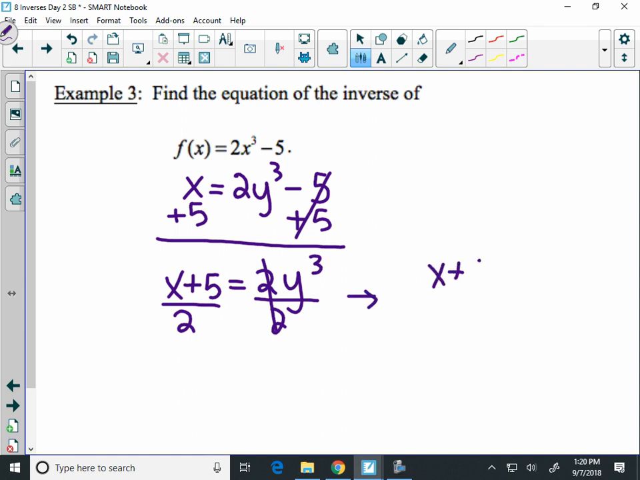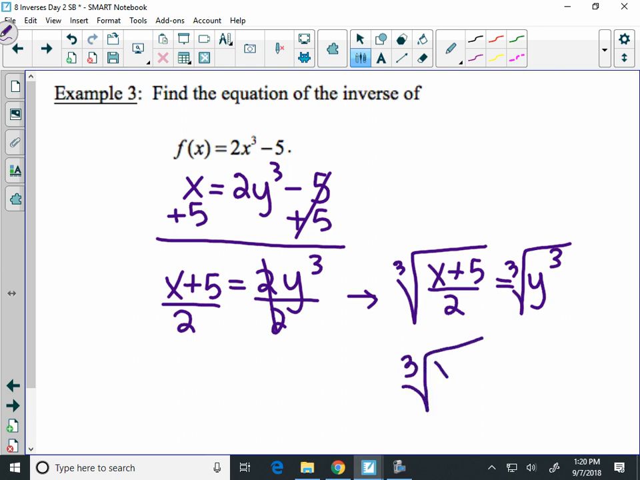So now we have x plus 5 over 2 equals y cubed. How do I move a cubed root? You're going to take the cubed root of both sides. Now, does the cubed root go over the entire fraction, part of the fraction, all of it, none of it? The entire thing. So your inverse is going to be the cubed root of the fraction x plus 5 over 2 equals y. Now, we want to make sure that you're writing correct function inverse notation. So you need to make sure that that's actually f inverse of x. Got to put that little f with the -1 there.